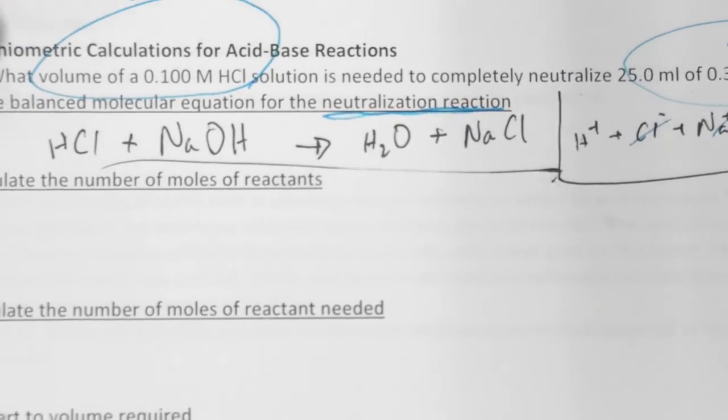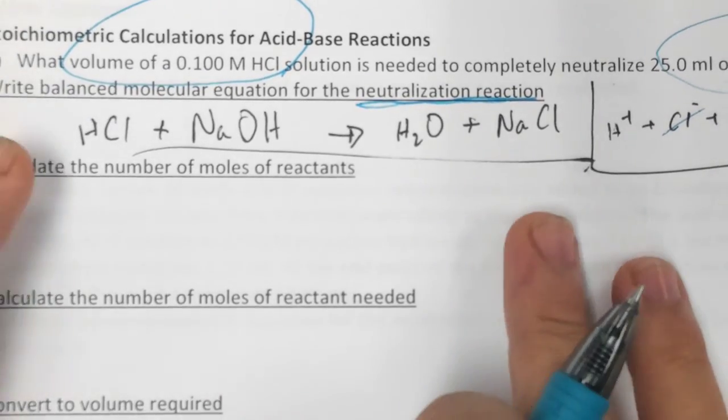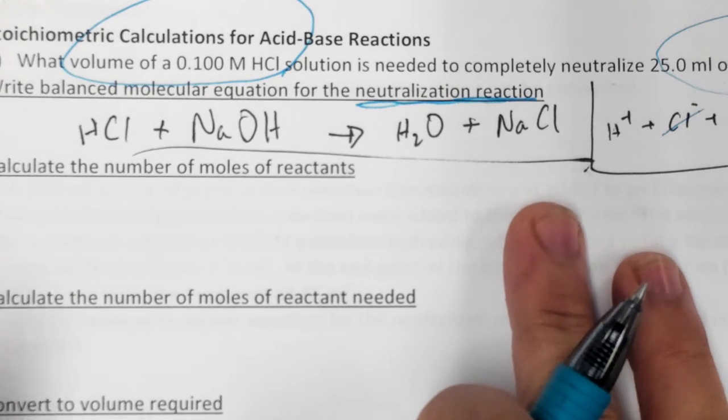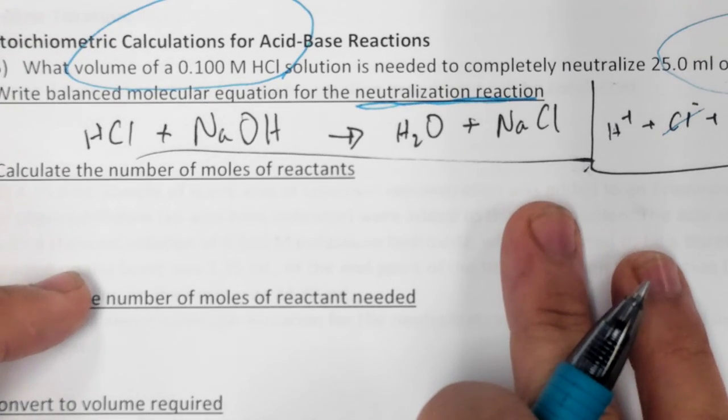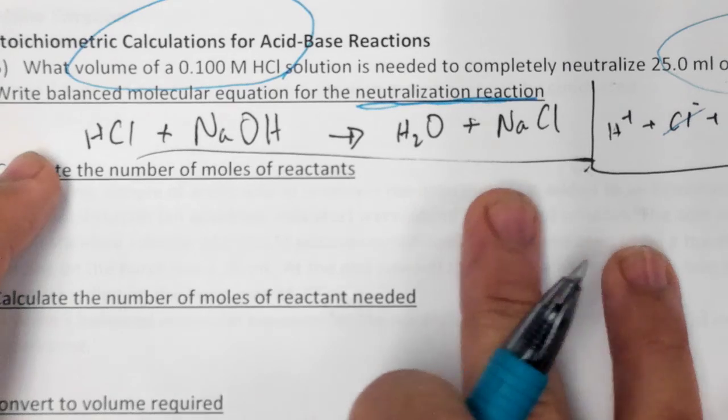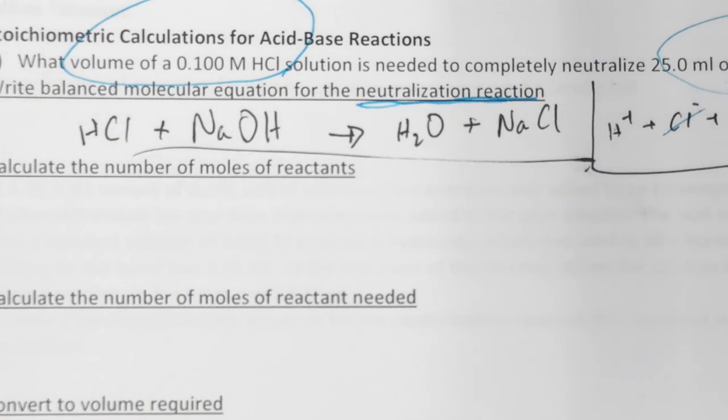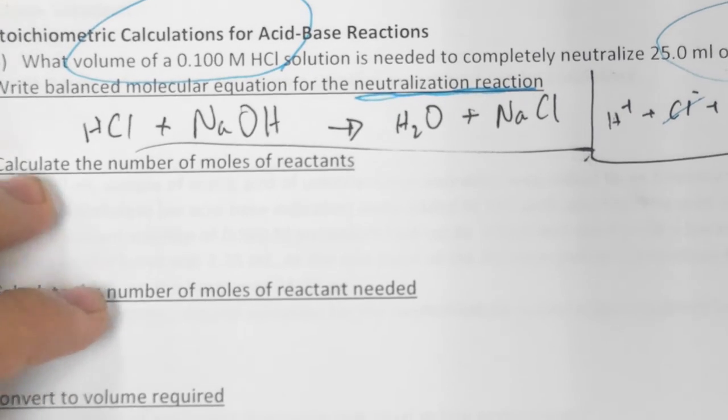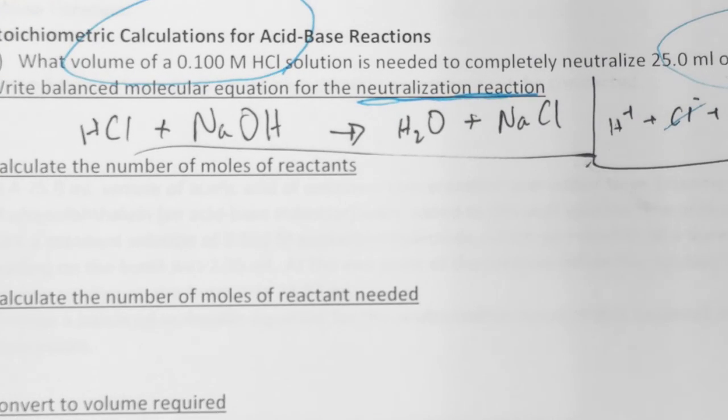Okay, now would it always be clear like this? Yes and no, because sometimes acid-base reactions are a little bit more confusing than that, because sometimes we use something called weak acids and weak bases, so the question might be a little bit different. But for now, we're using strong acid, strong base, so we're gonna keep it this way.